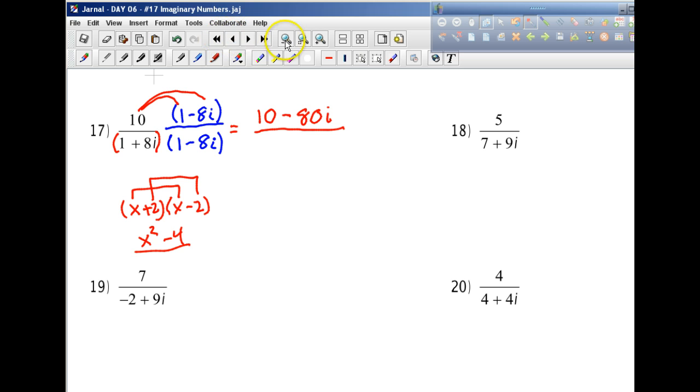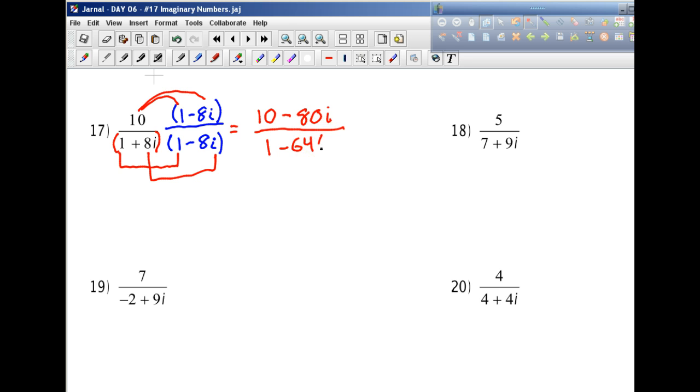So same idea here. We're not going to go through all the FOIL because we picked certain numbers on purpose. Because we picked the same thing with a different sign, we only have to do these. So 1 times 1 is just 1. 8 times negative 8 is negative 64. And then i times i is negative 1. So as you can see, this does get rid of the i's and fixes our problem that we're trying to do. We're trying to get rid of the i's in the denominator, and that's what it did.